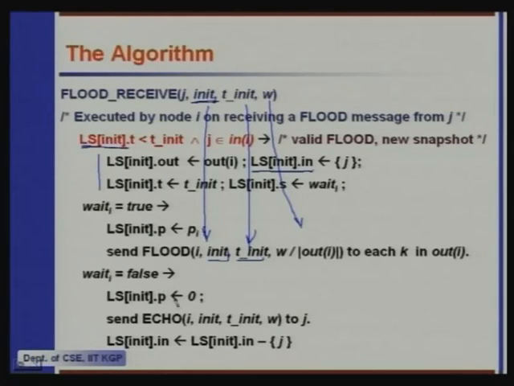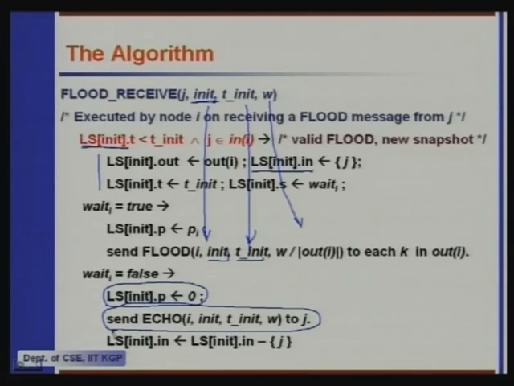If it is not blocked anymore, then ls init dot p will become 0, because the number of processes on which you are blocked is now 0, and you will send an echo to the sender, right. Now, look at this carefully: you are not sending to everybody which is in I, you are just sending it to the one from which you got this flood message, okay. You are sending this back to that node, right.